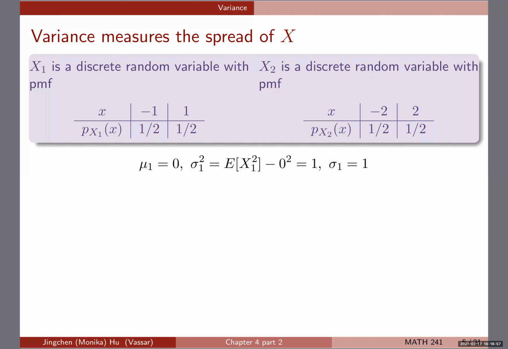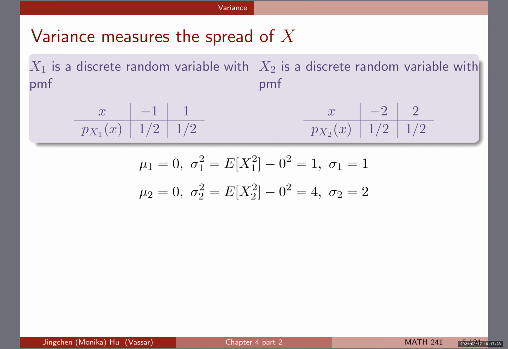We can show that the mean of x1 is actually 0, and the variance of x1, which we write as sigma 1 squared, if we do the math, is going to be 1, so the standard deviation is 1. If we do that for x2, following the same procedure that we showed earlier, the mean is also 0, and the standard deviation is 2. Clearly, these two random variables have the same mean, but different standard deviations.